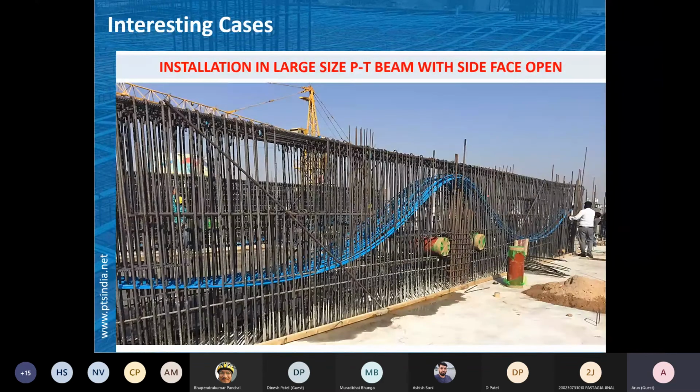This is an extra large depth beam, you can say. I would not say it is a beam, but it is actually a girder. So this is how the installation of a large depth girder can be carried out. You can see the blue element is nothing but the cable, and you can see the profile of the cable. Let me show you the depth of this.